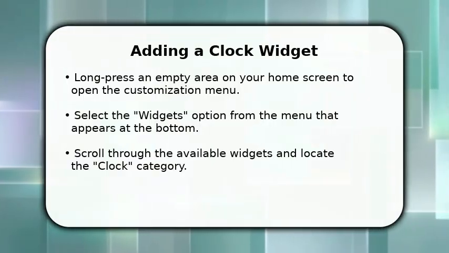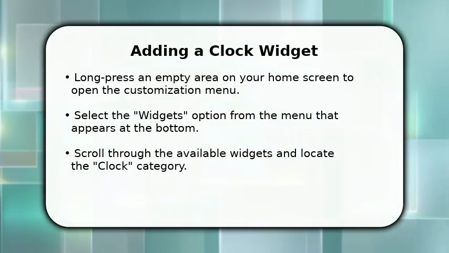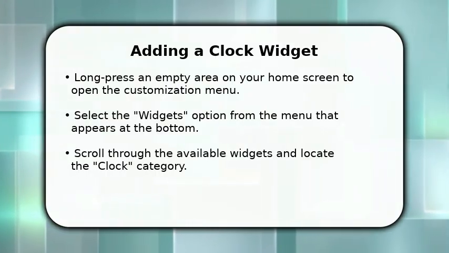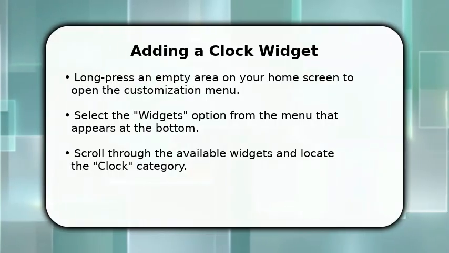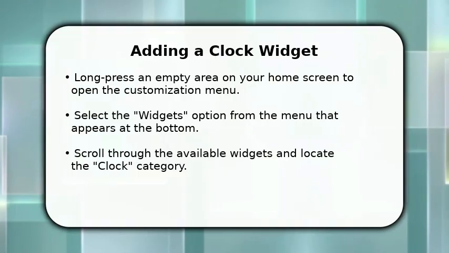In this video, I will show you how to get time on your home screen. To begin, simply long press any empty space on your home screen. This action will bring up a customization menu at the bottom of your display. From there, you will want to tap on the Widgets option.